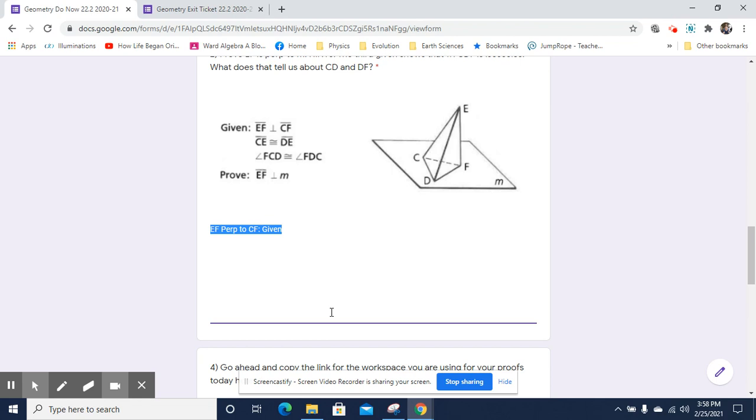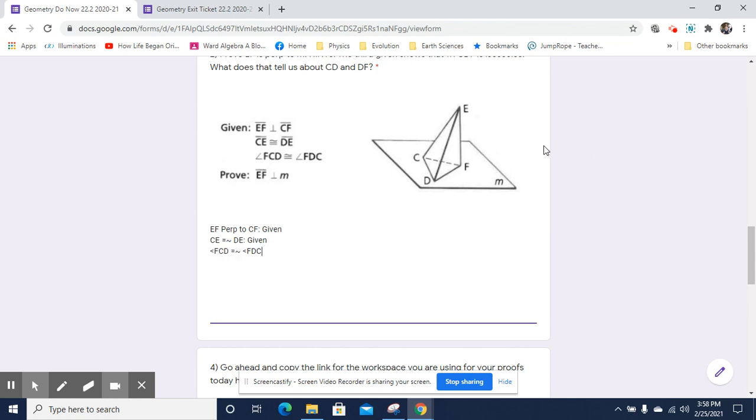Okay, so first of all, we know that EF is perpendicular to CF. That's a given. And we know that CE is congruent to DE, which, by the way, is going to make this thing an isosceles triangle. That's true.